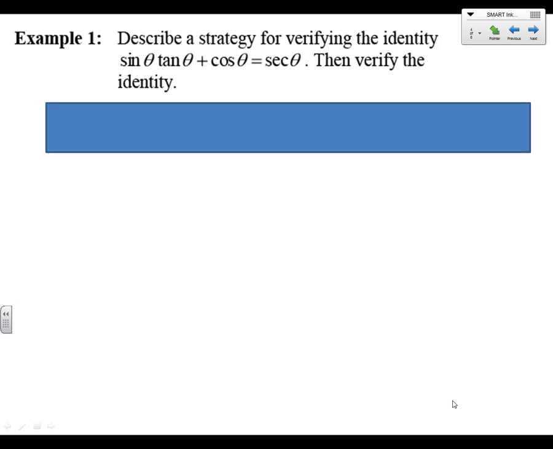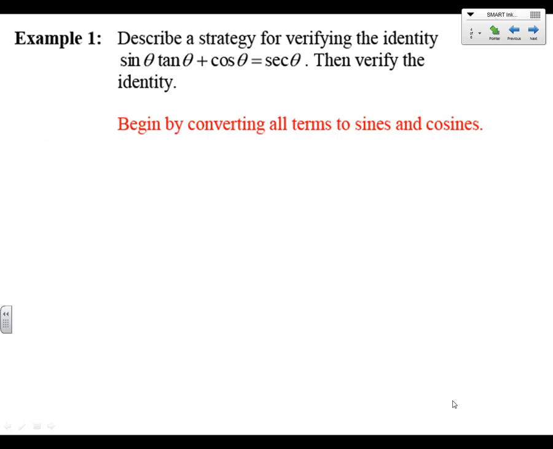Number 3 on this worksheet. Describe a strategy and then verify that sine theta tan theta plus cosine theta equals secant theta. Our strategy here, begin by turning everything into sines and cosines. All right, always a good strategy, especially if you don't see any squares anywhere. There's no squares in this problem, so sine is already in sine and cosine. Tangent, I'm going to put a 1 under just so we can keep track of our fractions.